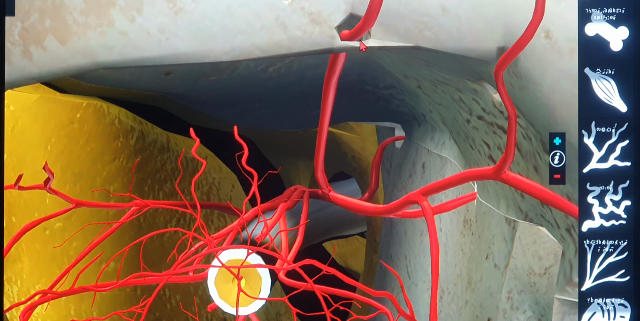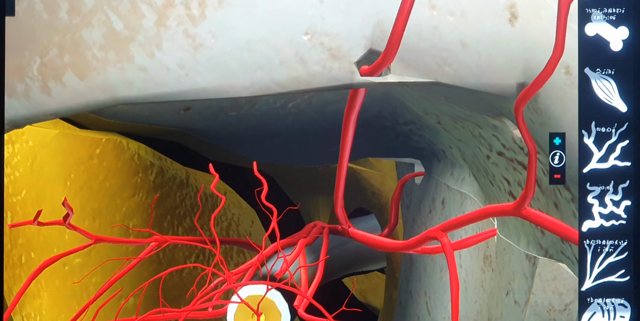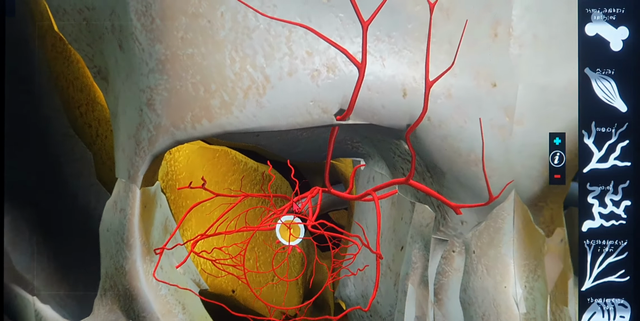It's called the supraorbital foramen. So if I can just bring this down for you, as you can see, the clear area of this. So this was the second medial branch of the ophthalmic artery, the first one being the posterior ethmoidal artery. This is the supraorbital artery coming out from the supraorbital foramen.